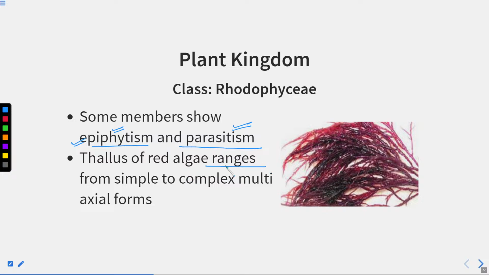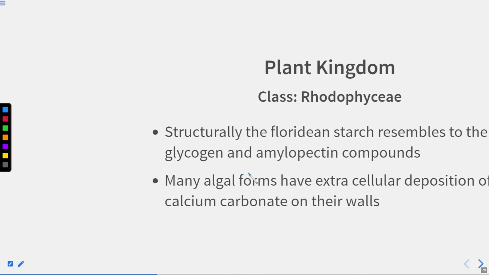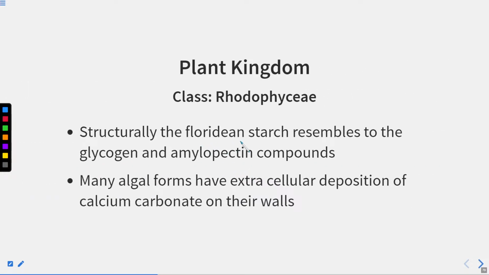The thallus of red algae ranges from simple to complex multi-axial form. The cell wall is composed of cellulose, pectin and polysulfate esters. So they have cellulose, pectin and polysulfate esters in their cell wall. The storage product is floridean starch. Very important to remember: this floridean starch is the food reserve. Structurally, floridean starch resembles glycogen and amylopectin.